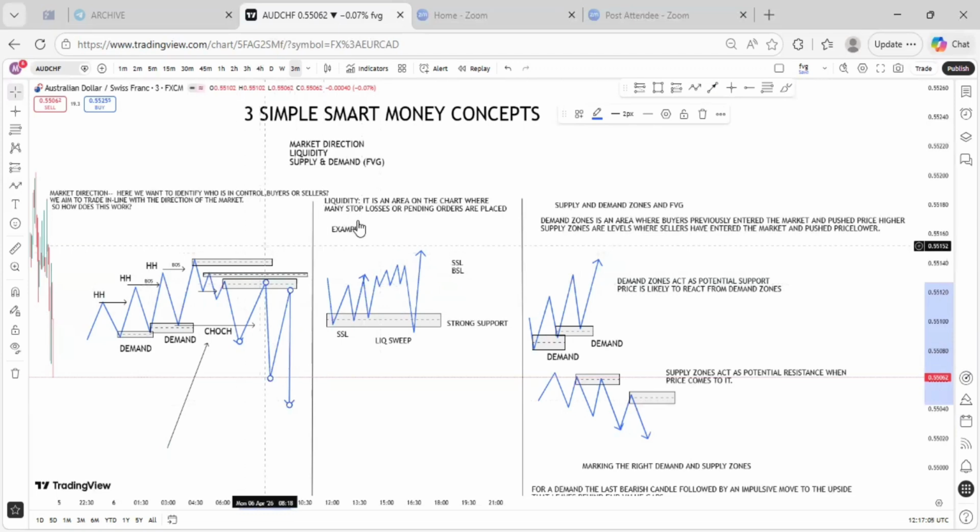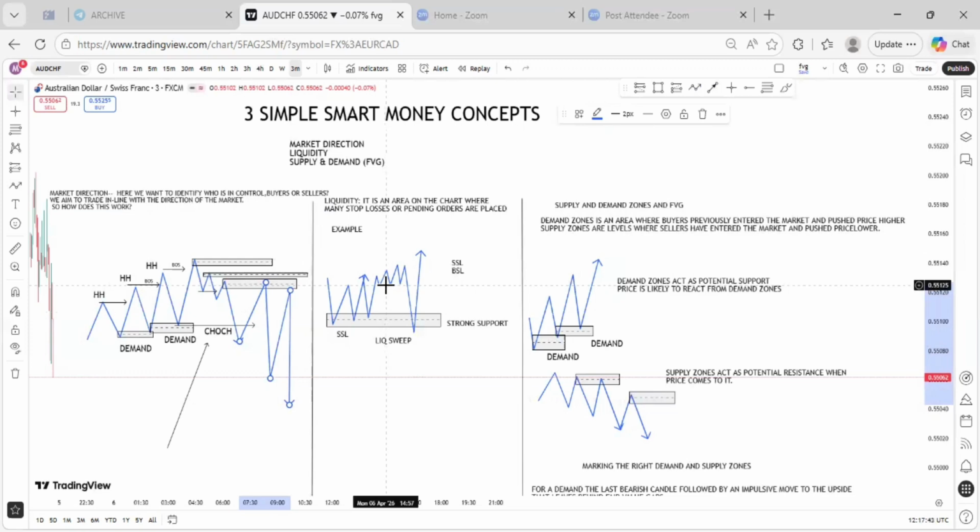The next one we'll be talking about here is liquidity. So I wrote something here. I said liquidity is an area on the chart where many stop losses or pending orders are placed. People have placed their pending orders at those particular levels, and the market is attracted to those levels to take out those stop losses before moving in the particular direction.